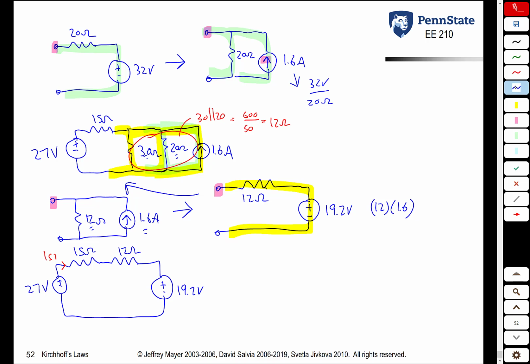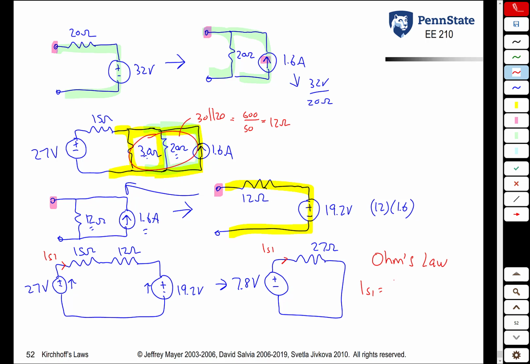So we have a 27 volt source in series with a 19.2 volt source, but if you think about the way they want to push the current, this wants to push the current clockwise, this wants to push the current counterclockwise, so they actually get subtracted from each other. So the equivalent voltage source value is 27 minus 19.2, or 7.8 volts. The 15 and the 12 ohm resistor get added because they're in series. 15 plus 12 is 27 ohms. And what we're ultimately looking for is this current IS1 from Ohm's law. We then get that IS1 is 7.8 volts divided by 27 ohms, or 0.289 amps. And that is our final answer.